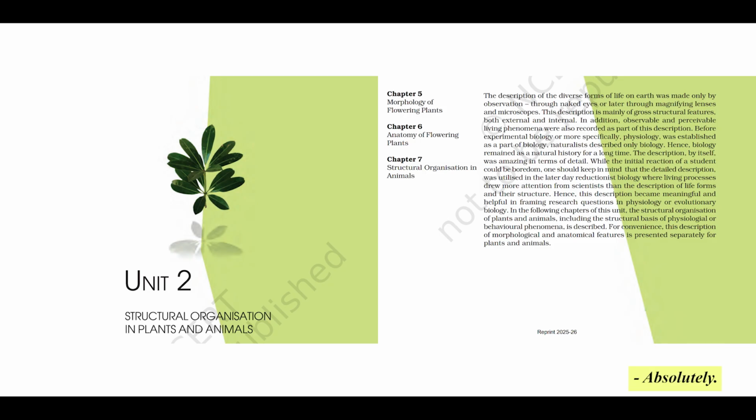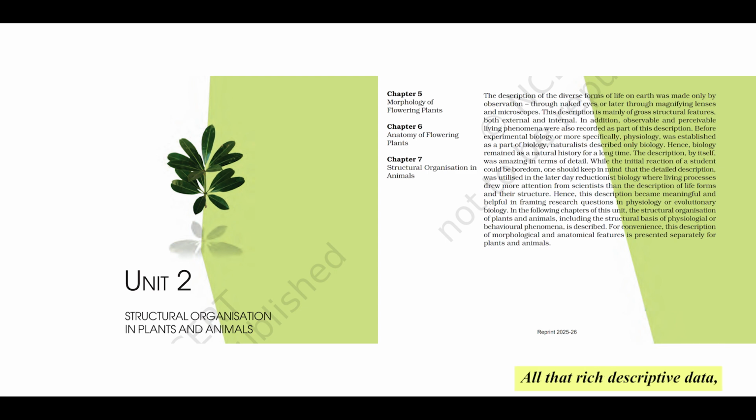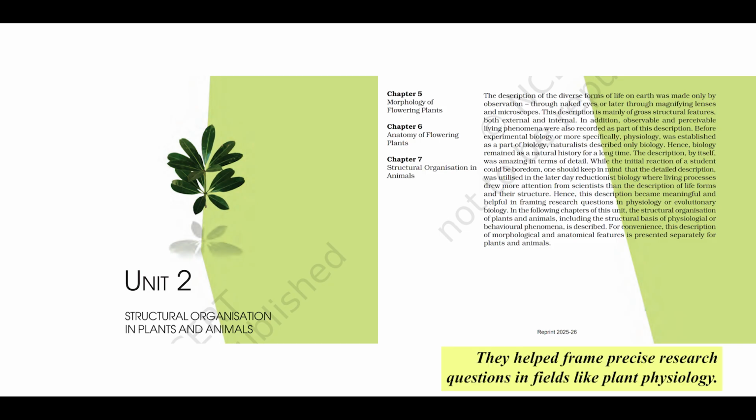Painstaking work. Absolutely. Now, some students might initially find such detailed descriptions a bit tedious, thinking, why do I need to know every single part of a flower? But it's critical to understand that this descriptive foundation wasn't just an end in itself. It proved absolutely crucial for what came later, what we call reductionist biology, where scientists started focusing more on living processes rather than just static forms. All that rich descriptive data, all those puzzle pieces, became incredibly meaningful. They helped frame precise research questions in fields like plant physiology, where we study how plants grow and respond. Exactly. And in evolutionary biology, where we trace their lineage.